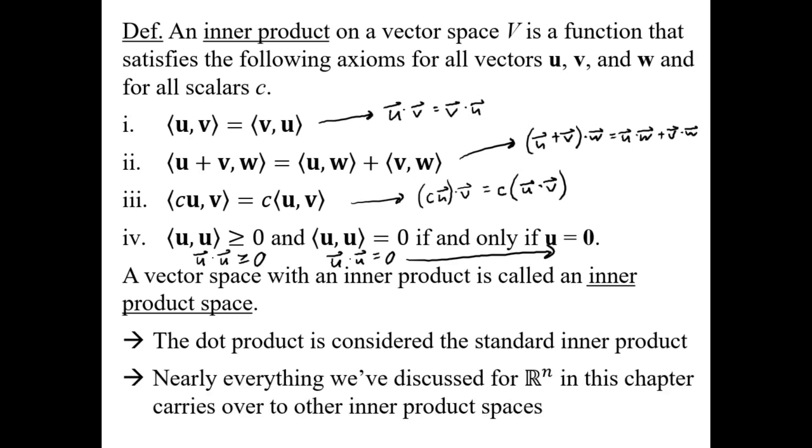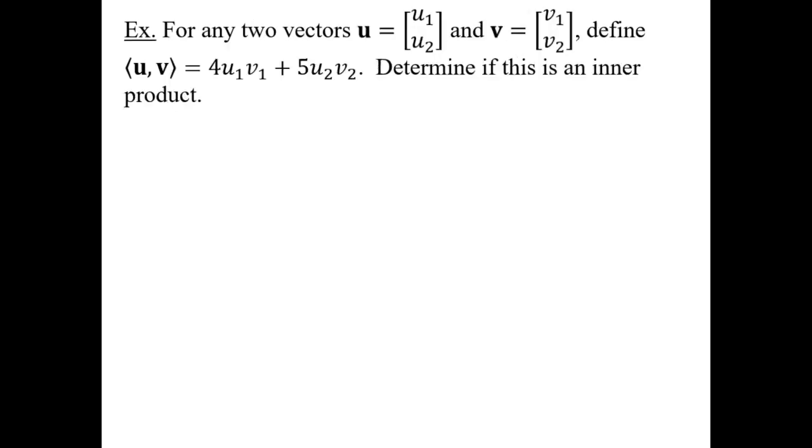Nearly everything we've discussed for Rn in this chapter carries over to other inner product spaces. So everything we've done in this chapter, talking about orthogonality and orthonormal and all that stuff, we're going to look at how that specific concrete example in Rn could be carried over to more abstract vector spaces and to other inner product spaces. So let's start with an example here.